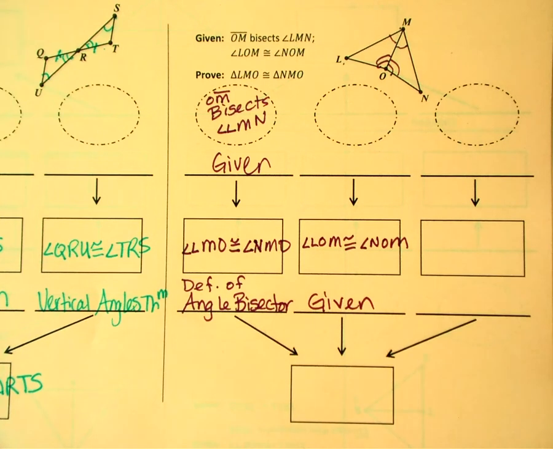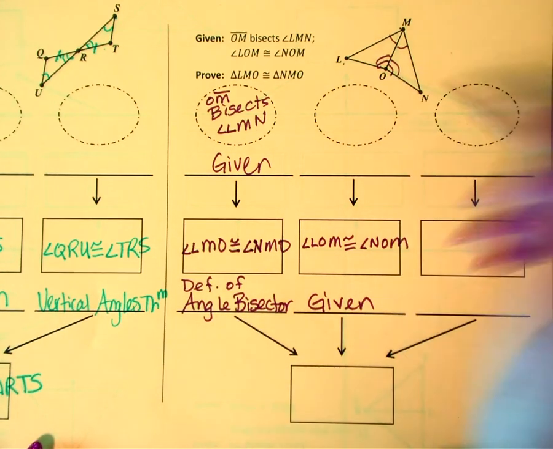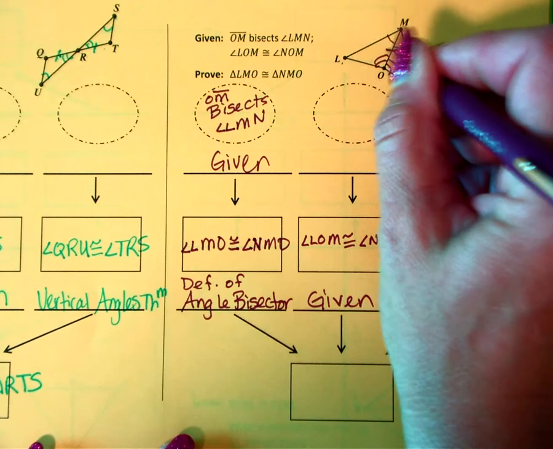Reason? Because it was given to me. Okay. So at that point, that's everything that's given and what I can get based on what's given to me. So what else do I see in the diagram that can be included?